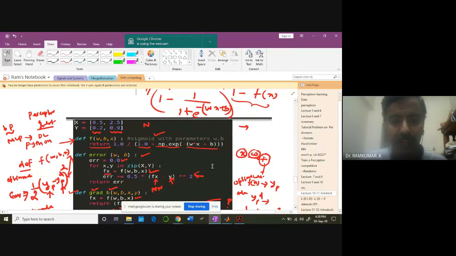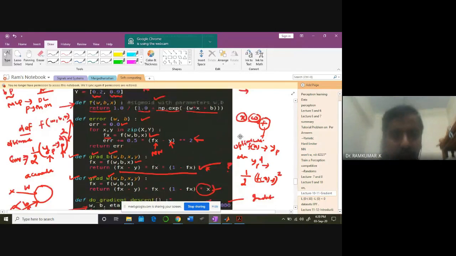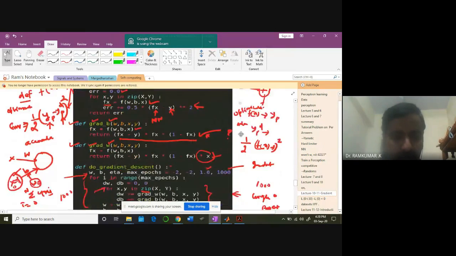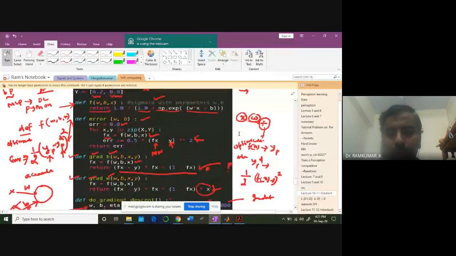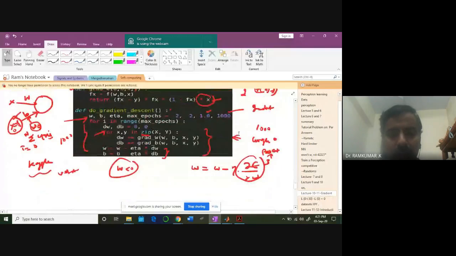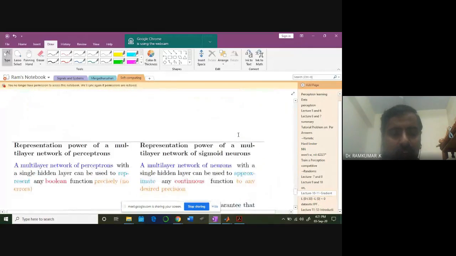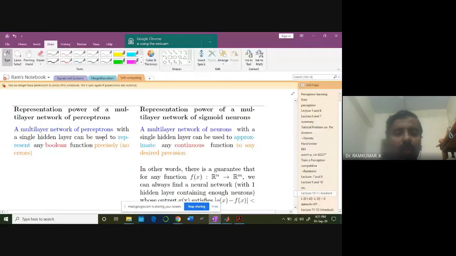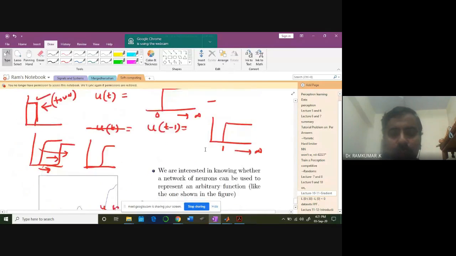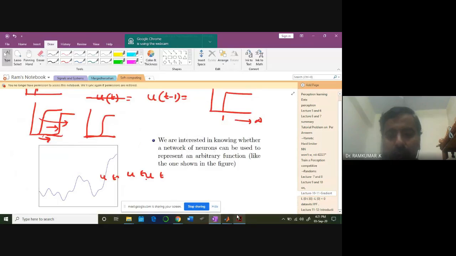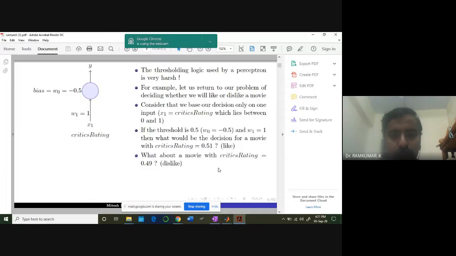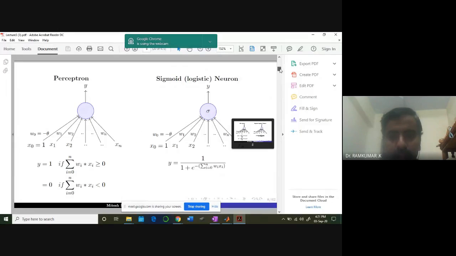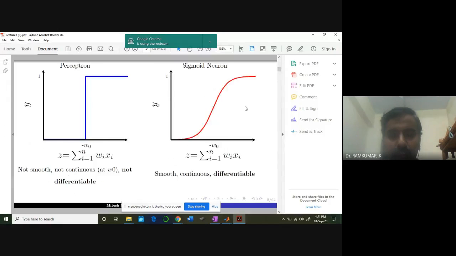In fact, we discussed it. Any difficulty in understanding this code? Anybody? If anywhere you find it difficult, go through the code. Again, run this code in Google Colab and see what's happening. We also learned something about the representation power of a multi-layer network of perceptrons. I hope you can recall that idea. Remember, we started off with the sigmoidal neuron, then we proceeded with the sigmoid logistic neuron.